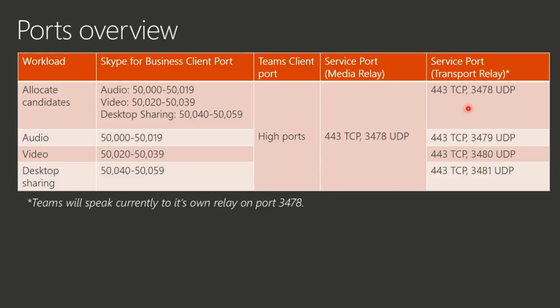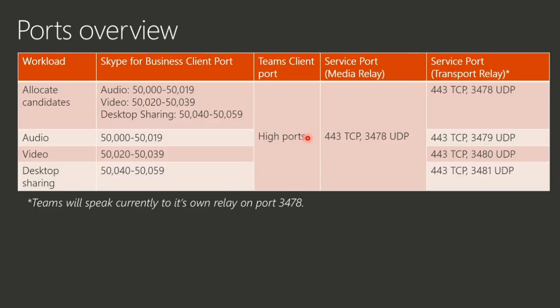So once Skype for Business has established an audio call, if it's a media relay, it will still go to 443 TCP or 3478 UDP. But if it's a transport relay, it will only go to 3479 UDP or TCP if we need to use that, but we don't want to.